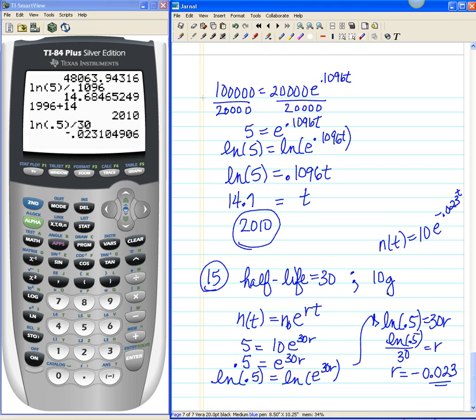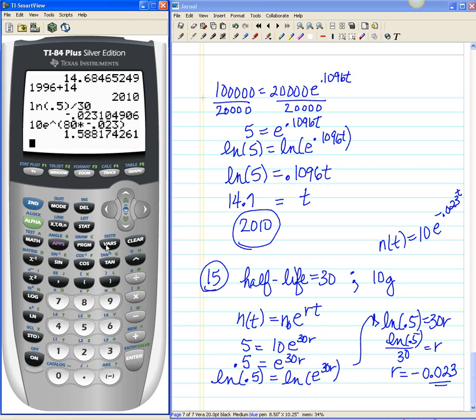Then how much will remain after 80 years? You would put 80 in for t and use your calculator to evaluate that. So we'd have 80 times negative 0.023. So you get 1.59, 1.6 grams remaining.